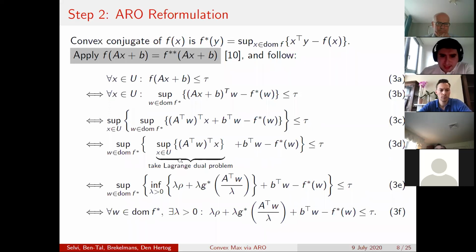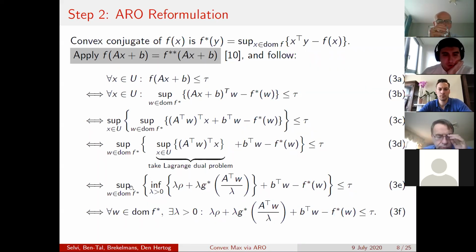And in this step, we take the Lagrange duality inside, and after applying a tiny bit of algebra, we obtain 3e. And in 3e inside, now we have a minimization problem over lambda, and here we have a linear term plus the perspective of g conjugate.